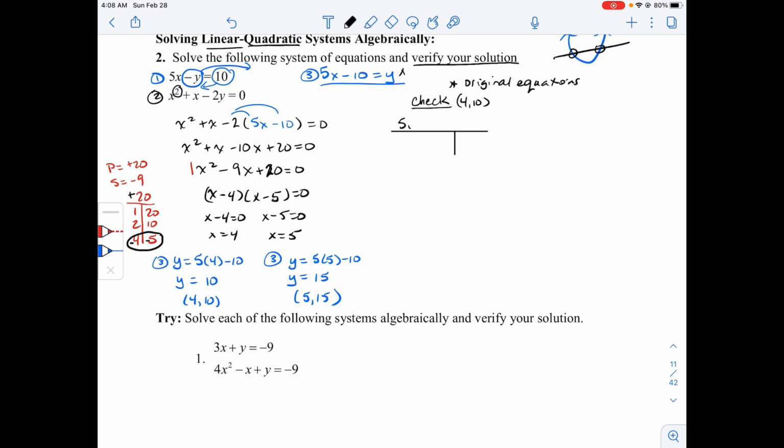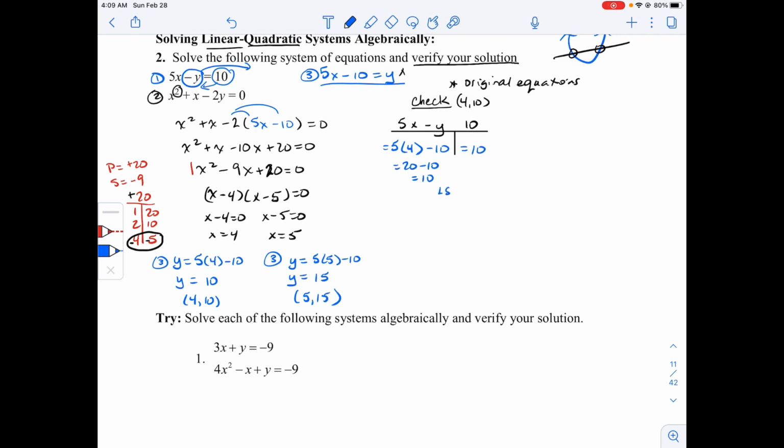And we know that we've got 5x minus y is equal to 10. And on our left-hand side, I'm going to sub in the 4. I'm going to subtract the y, which is 10. So we get 20 minus 10, which is equal to 10. And on our right-hand side, we've got a 10.